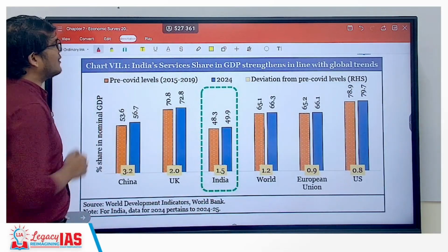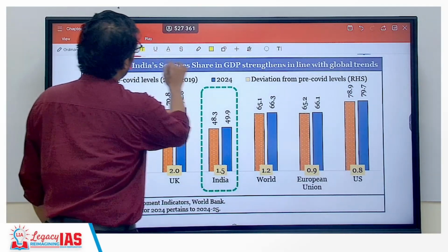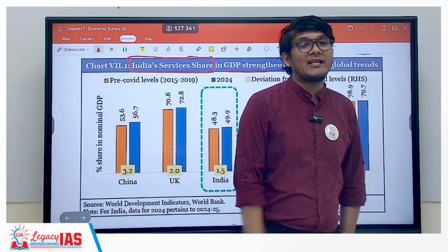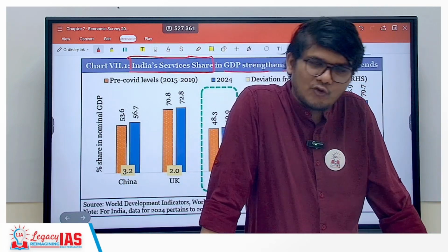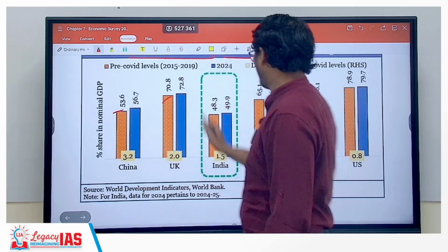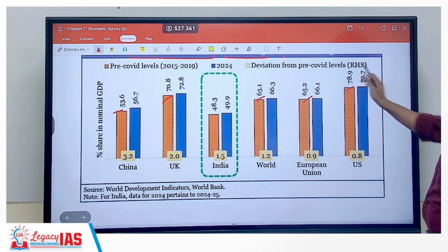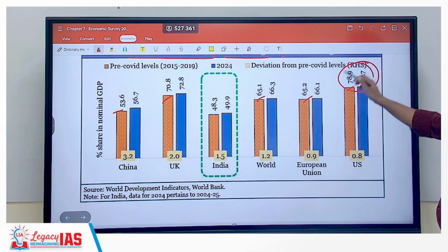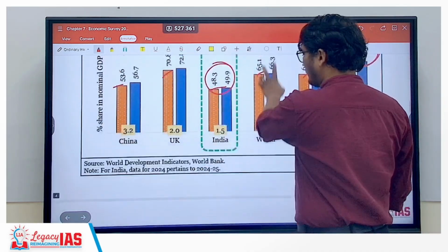So this is the very first graph or the histogram that is given in this chapter. It talks about India's services share in GDP. It strengthens in line with the global trend. Globally also the share of services has increased in the GDP, which you can clearly see. It has increased in China, UK, the world also, European Union as well as United States of America. Almost 80% in United States of America is the services sector. In India also there has been an increase. So this is what it talks about.